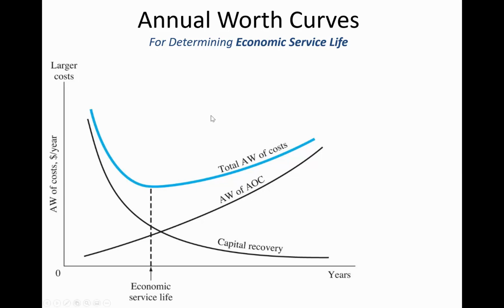So here, this blue line is we're adding the two curves together. So if you own an item for just a couple of years, so let's say if I buy a car and I own it for 1 year, I would have pretty high capital recovery costs, but relatively low operating costs.